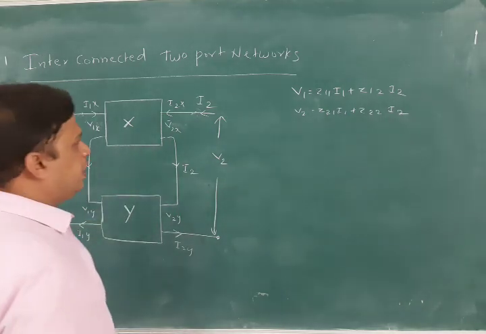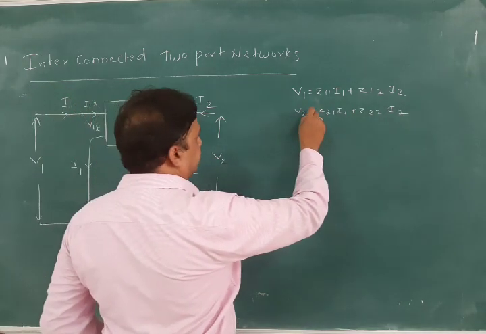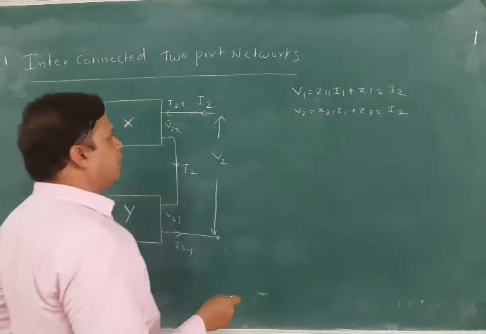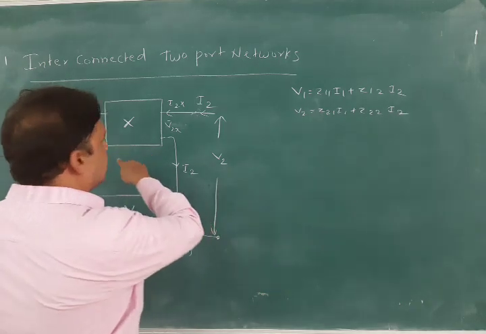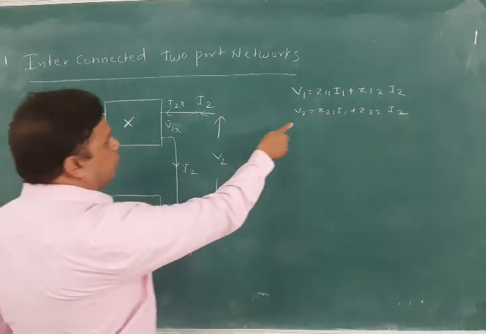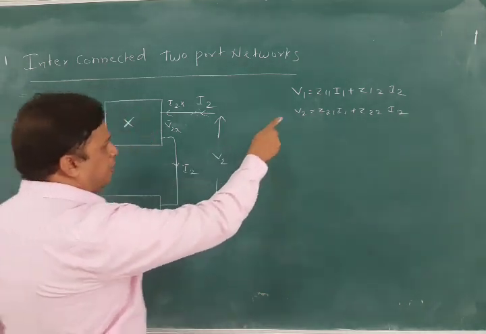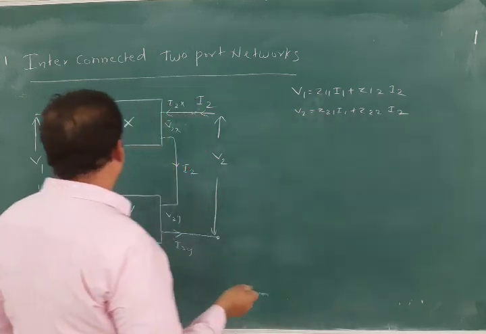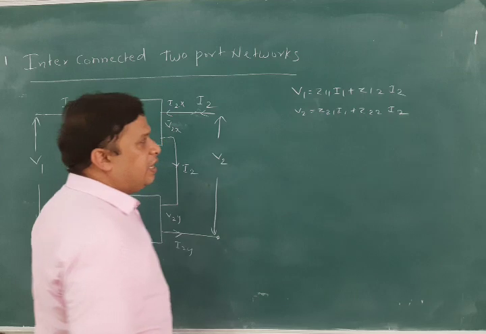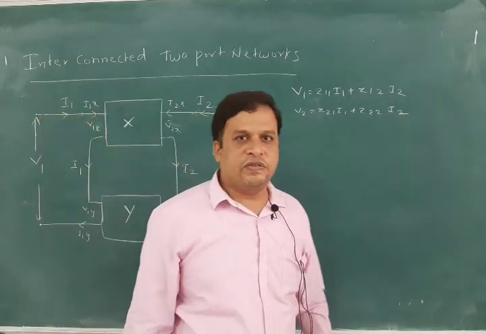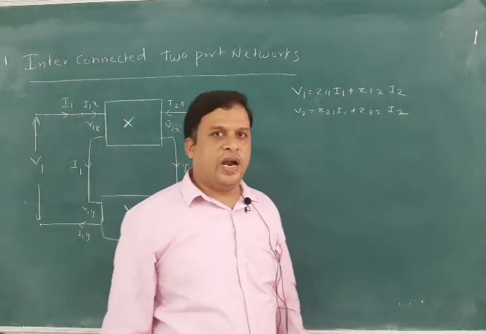So we will see the interconnection of these two-port networks and how it works out. We will take the voltages V1X and V2X and write the parameters here, and later go for V1Y and V2Y and write the parameters. Later, since they are in series, we will add them and see.